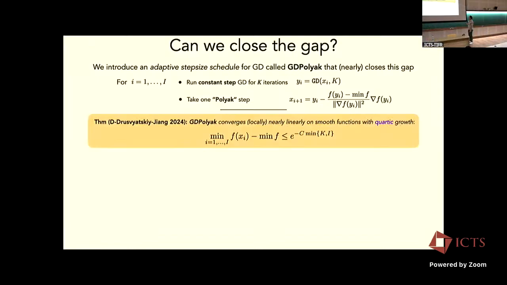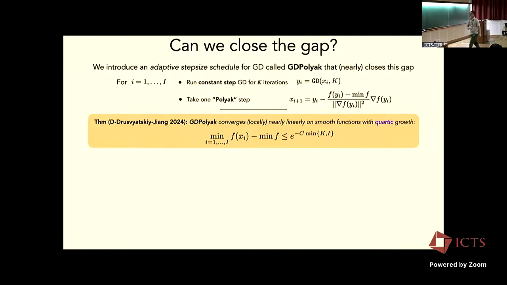So what we were able to show is that if you run this method and you start close enough, or you eventually reach a neighborhood close enough, then on smooth functions, let's say, for example, C5 functions, which I think is what I need in the end, and you have quartic growth, very specific quartic growth, then your loss is going to decay at almost a geometric rate. This is like an almost linear convergence.